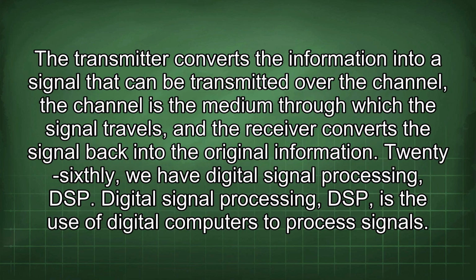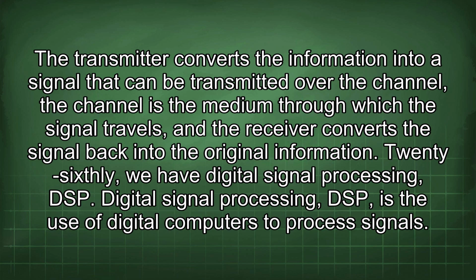The transmitter converts the information into a signal that can be transmitted over the channel. The channel is the medium through which the signal travels, and the receiver converts the signal back into the original information. 26thly, we have digital signal processing, DSP.